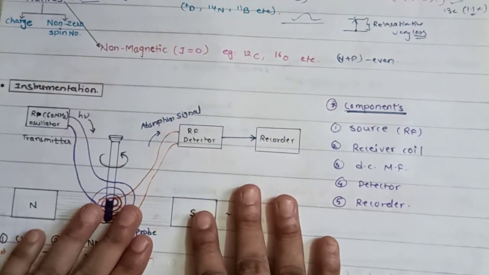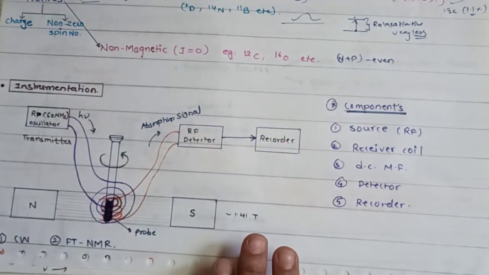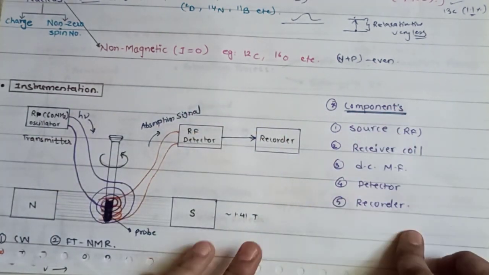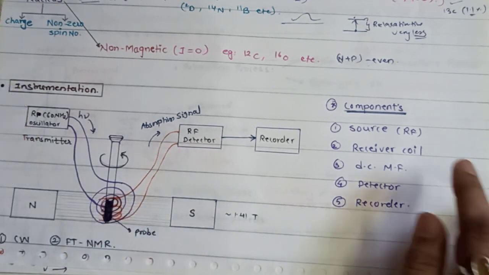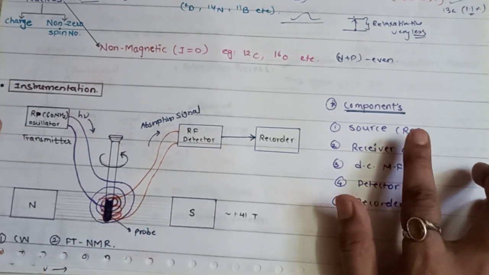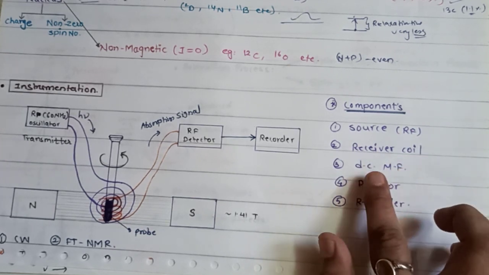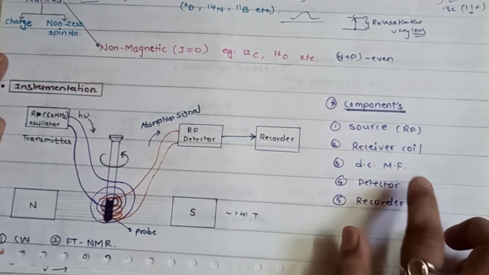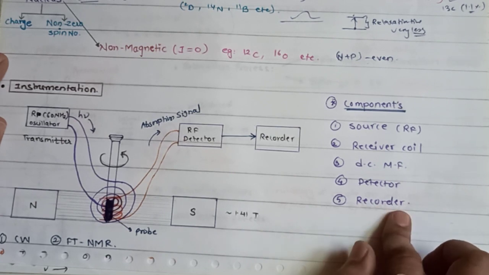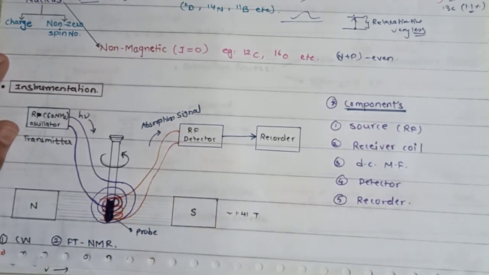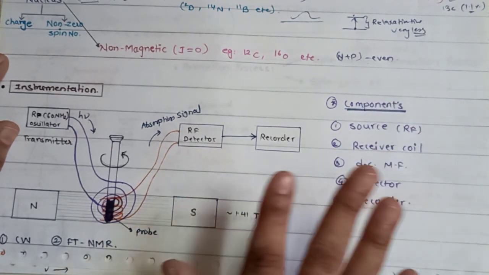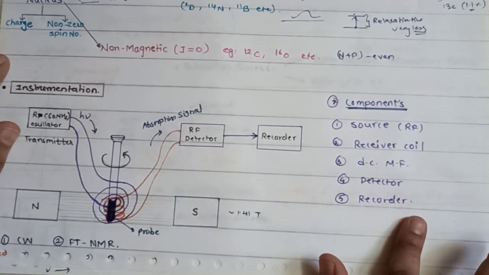So what is the instrumentation? So this is the complete setup of your instrumentation. तो which are the major components in the NMR spectrophotometer: first, a radio frequency source we require, receiver coil, then DC magnetic field, then detector, and finally the recorder. These are some of the components which we are going to carry down into the instrumentation part, जो कि हमें पूरा होल सिस्टम समझने के लिए ज़रूरी है.